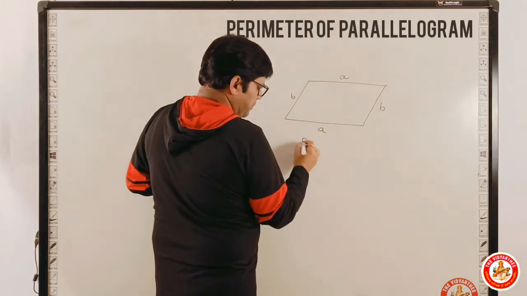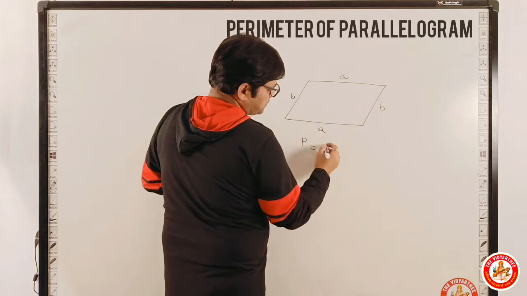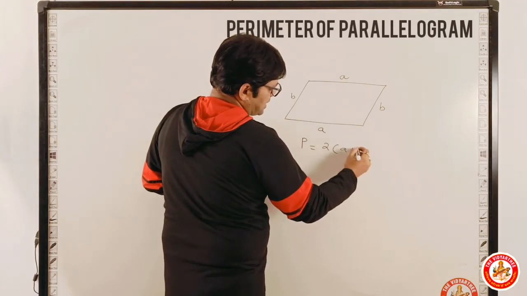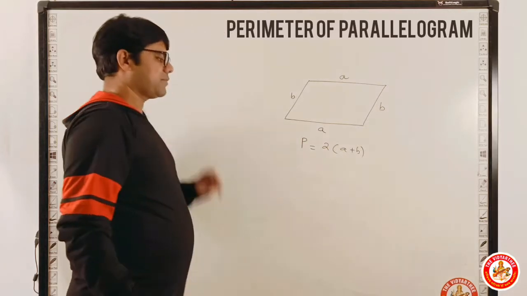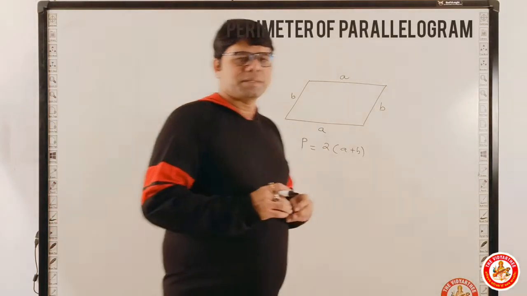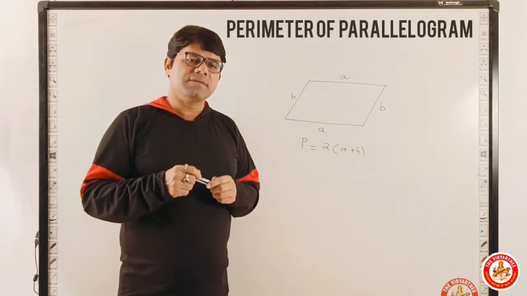For perimeter in case of a parallelogram, P will be equal to 2 times A plus B. As you see, this is repeated twice, this is repeated twice. So the perimeter will be 2 times of A plus B. Now I need not take dimensions and prove it as we did in case of rectangles.